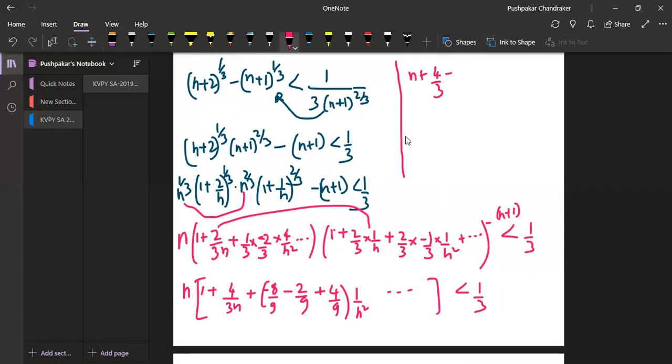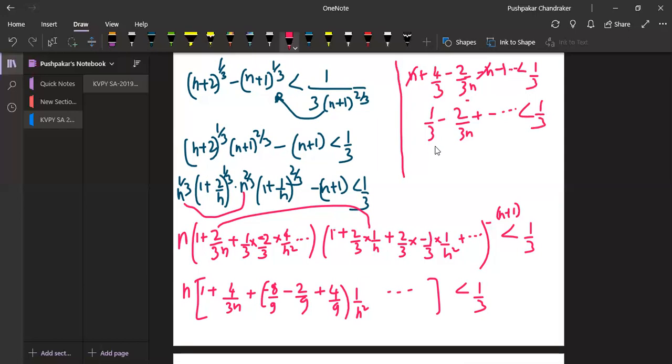Negative quantity is how much? Minus 10, minus 6 by 9, that means minus 2 by 3n square. When you multiply n, it becomes n here. Minus n minus 1. And many more quantities are here. So n and n get cancelled. 4 by 3 minus 1 is 1 by 3, minus 2 by 3n. Next will be a positive term, next will be a negative term, and so on. So you notice that this negative term will always be greater than this positive term, and it goes on like this. So you'll notice that all these terms are negative.